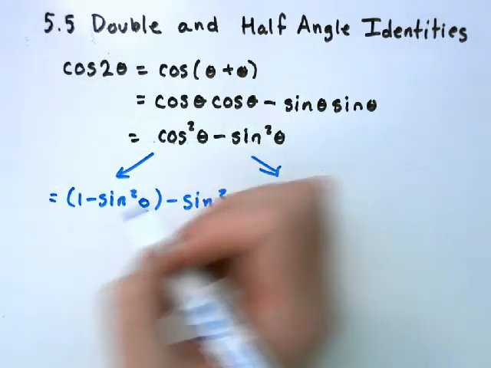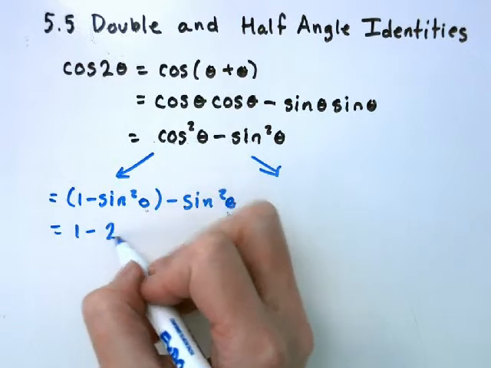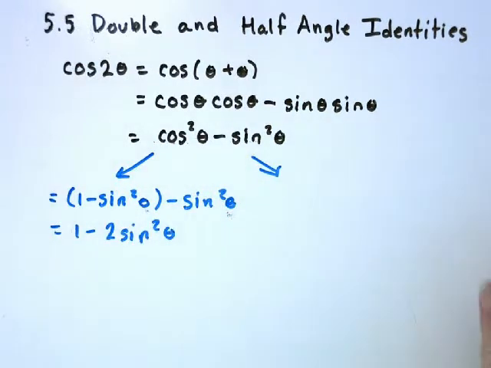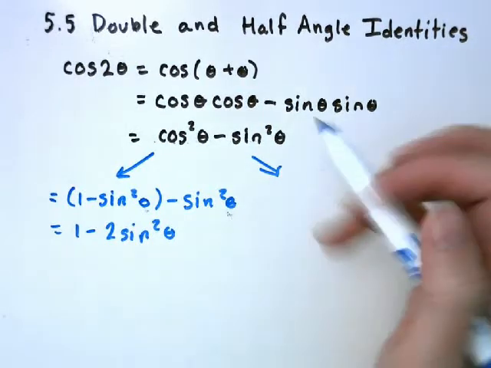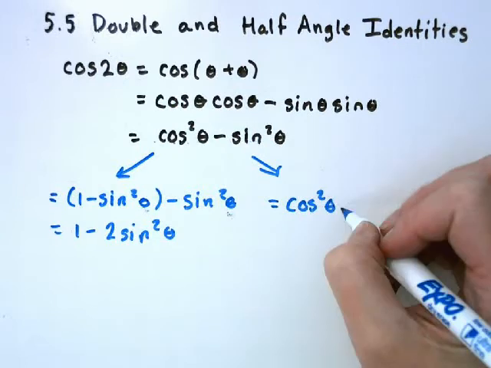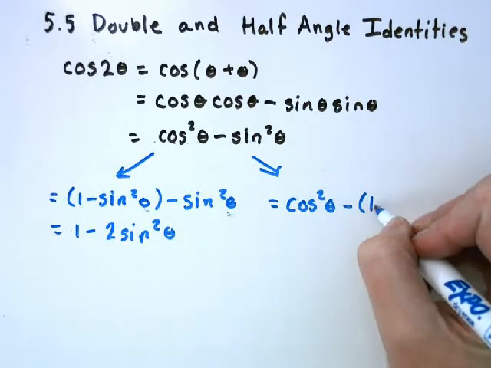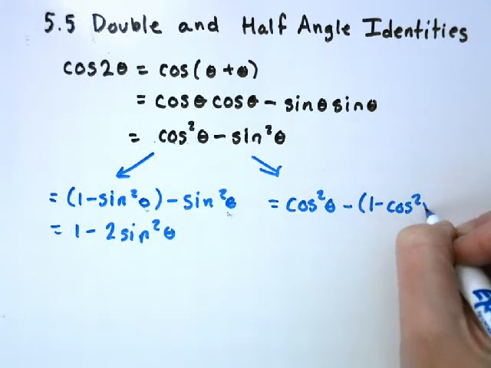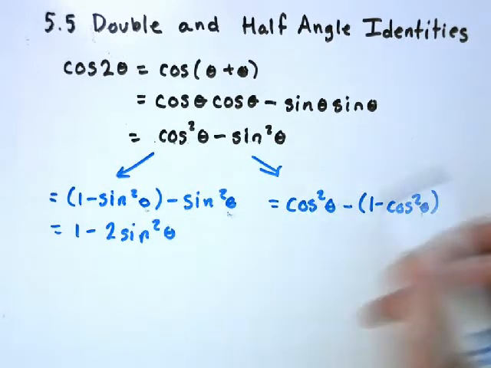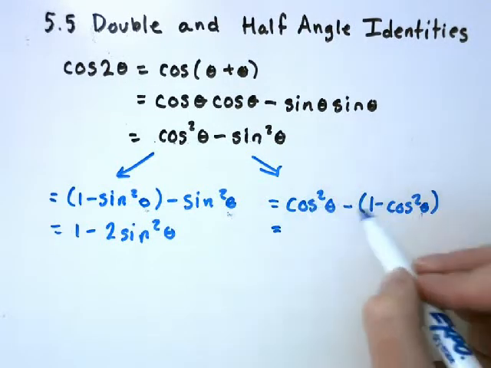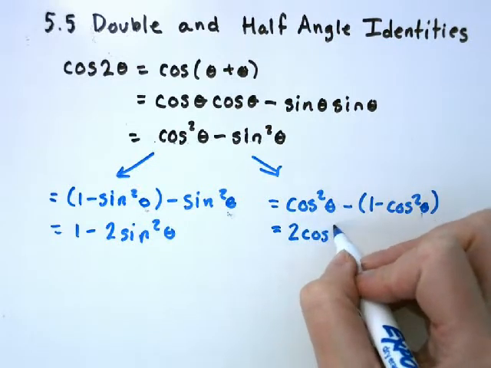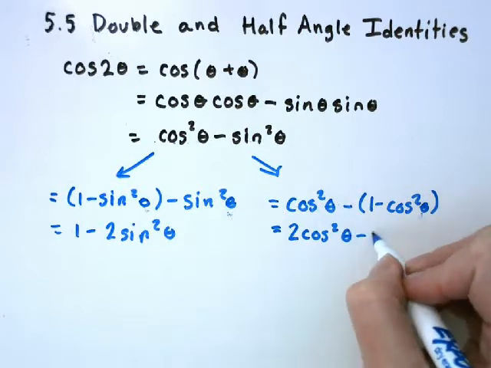Okay, that's going to simplify to 1 minus 2 sine squared theta. I'm going to do the same thing here. Minus, instead of sine, I'm going to replace that with 1 minus cosine. So it's going to be cosine minus negative is 2 cosine squared theta minus 1.